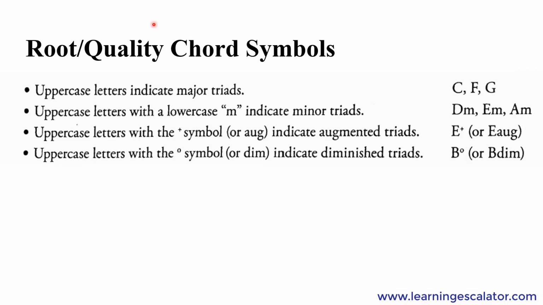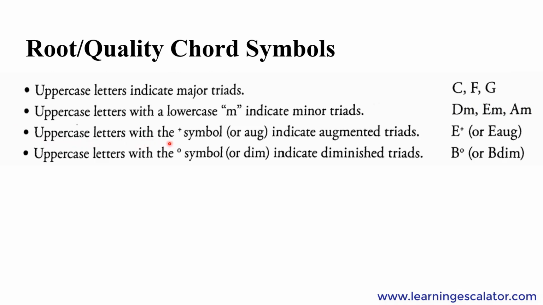Root/quality chord symbols. Uppercase letters indicate major triads. For example, C, F, G means C major, F major, and G major. Uppercase letters with a lowercase m indicate minor triads. For example, uppercase Dm, Em, Am means D minor, E minor, and A minor.